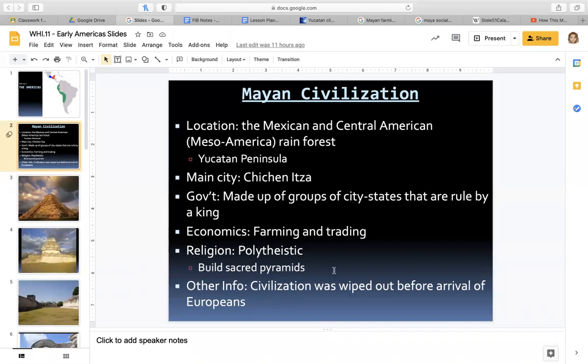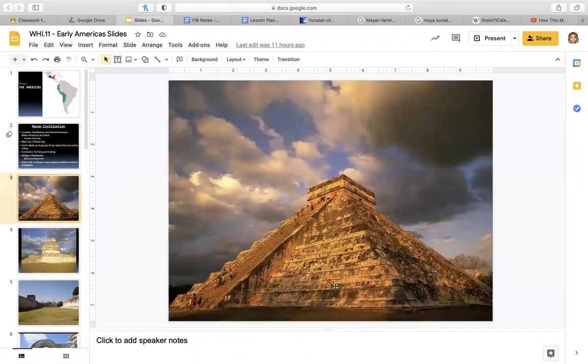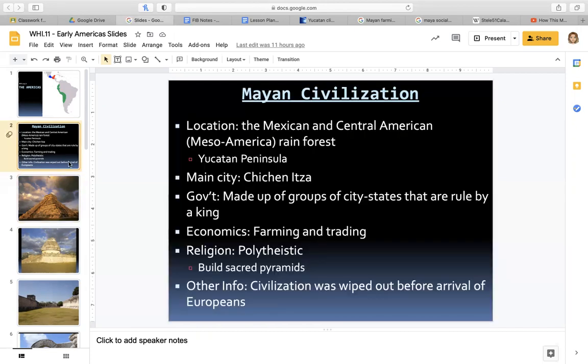Their religion, like all three of these civilizations, the Maya, Inca, and Aztecs, were polytheistic. They believed in many gods. In a minute, when we talk about the first sort of ball game, we'll watch a video that talks about some of these gods. Being that they are polytheistic and believe in many gods, they often build sacred pyramids, which we see here, and they are usually topped with a temple, and these temples served as burial grounds, places for rituals or ceremonies.